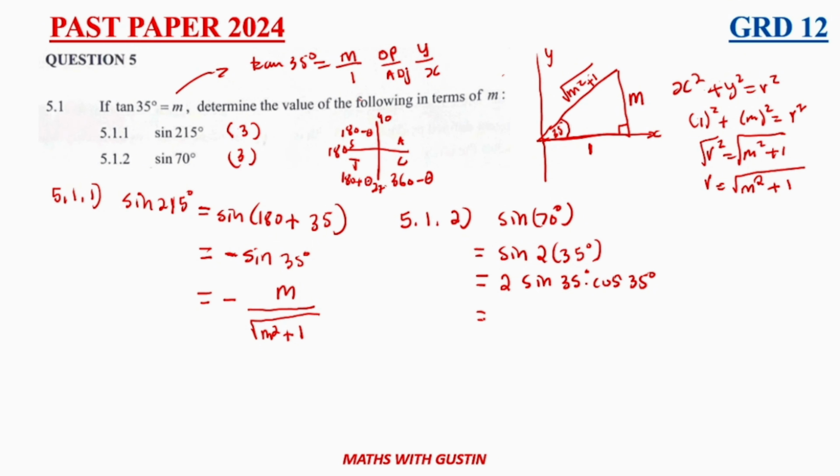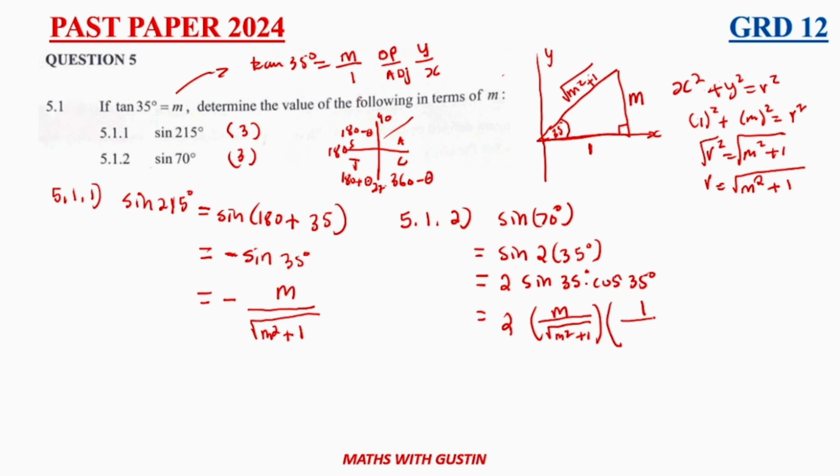All right, guys. Now we can just substitute. We already know what sine 35 is, so 2 will remain as 2. Sine 35 is opposite over hypotenuse, which is positive here. Here it's not negative, guys, because sine 70 is in the first quadrant, so everything here will have to be positive. All right, and then we've got cos, which is adjacent.